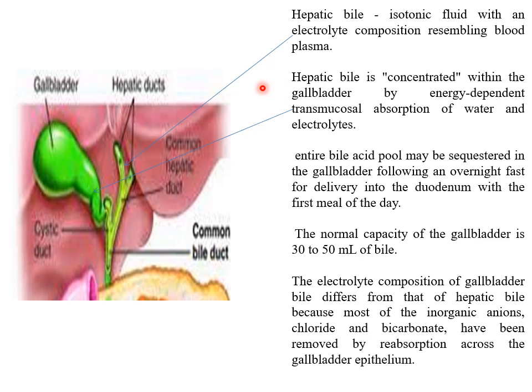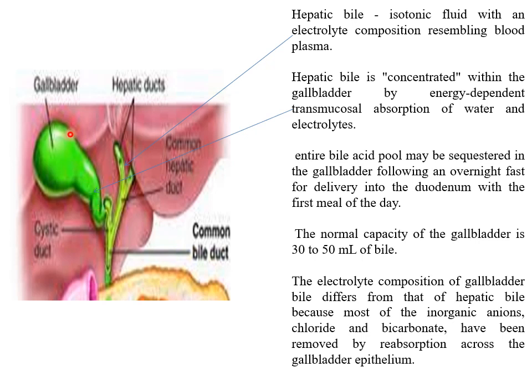So now we will see what is the difference between the hepatic bile, the bile in the hepatic ducts, and the bile in the gallbladder. This is quite important from the physiological point of view. The hepatic bile is isotonic and has an electrolyte composition resembling blood. Then the hepatic bile reaches the gallbladder and gets concentrated by the absorption of water, which is an energy dependent process.